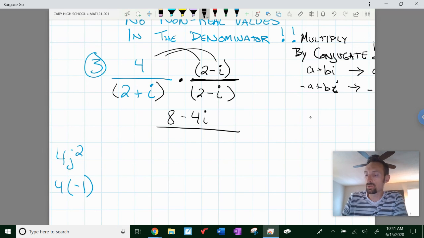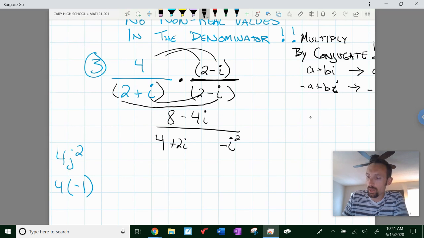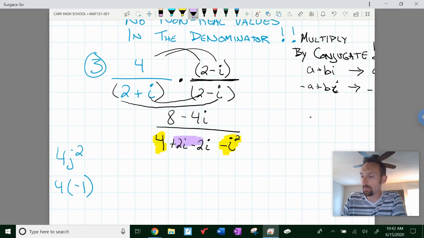Now what I'm going to do is go ahead and FOIL this again. 2 times 2 is going to be 4. I times negative I is going to be negative I squared. And then if I do I times 2, that's going to be positive 2I. And then here's the trick that always happens when you multiply by a conjugate. 2 times negative I is going to give me negative 2I. That is a real term. This is eventually going to be a real term when I use my I squared property. And what always happens when you multiply a complex number by its conjugate is the imaginary terms always cancel each other out. This will always happen.